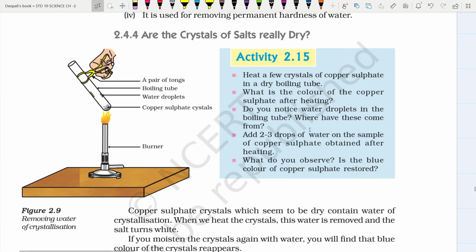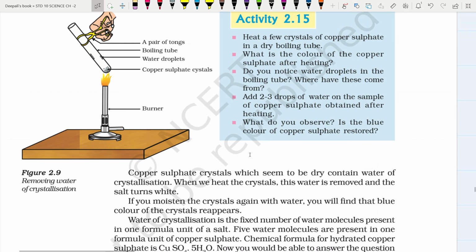Add 2 to 3 drops of water on the sample of copper sulfate obtained after heating. What you will observe is that the white copper sulfate turns blue again on adding 2-3 drops of water. The chemical formula of hydrated copper sulfate is CuSO4·5H2O. So the water of crystallization indicates the fixed number of water molecules present in one formula unit of salt. Examples are CuSO4·5H2O, CaSO4·2H2O, FeSO4·7H2O and Na2CO3·10H2O.